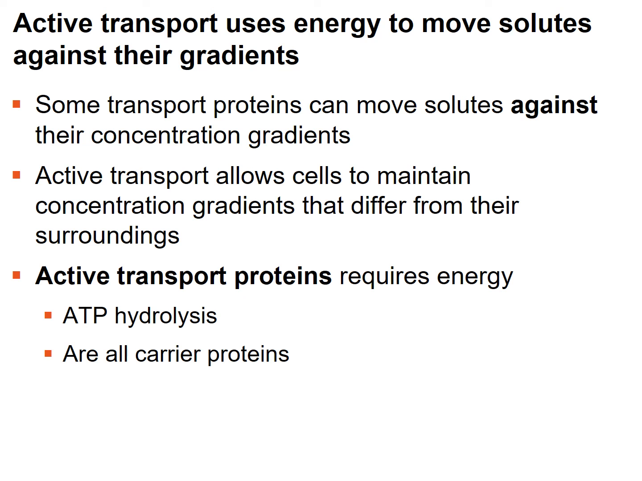Active transport actually allows the cell to maintain a concentration gradient that may differ from its surroundings. Now, it could be less or more, right? So they're not going to reach equilibrium at any point in time. So this maintains solute concentrations different on both sides of the membrane. Again, in active transport, the proteins require energy, and this is usually coming from ATP hydrolysis. And again, carrier proteins are always involved.